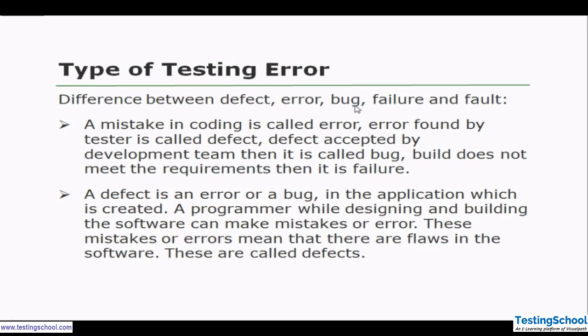So a defect is an error or a bug in the application which is created. A programmer, while designing and building the software, can make a mistake or error. These mistakes or errors mean that there are flaws in the software. These are called defects. So a defect is basically a coding mistake that is made by the developer.